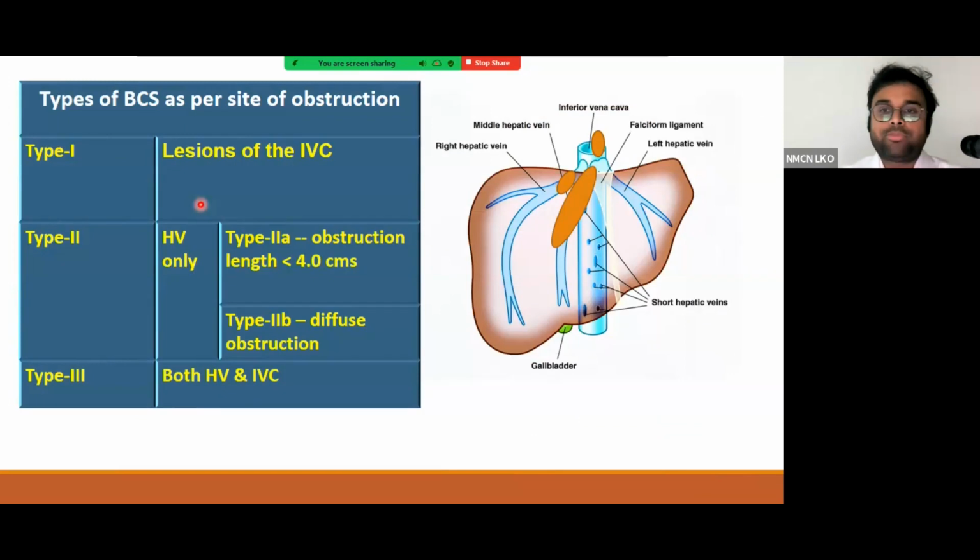So we call it type 1 when the lesion is in the IVC. We call it type 2A when the hepatic vein is involved, but involvement is for less than 4 centimeters. It is type 2B when the hepatic vein is involved and involvement is for more than 4 centimeters, and type 3 where both hepatic veins and IVC are involved.